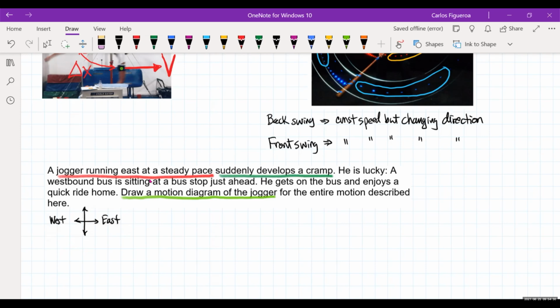Now let's start drawing our picture. We know that he's running, and we're going to say he's running at a constant speed. And then right here, he develops the cramp. Let's label this 0, 1, 2, 3. At point 3, he develops a cramp. We know that he's already running at a constant velocity, so the arrows must be the exact same size.